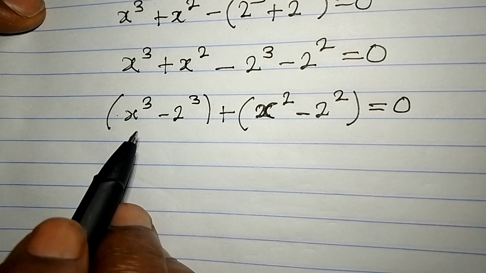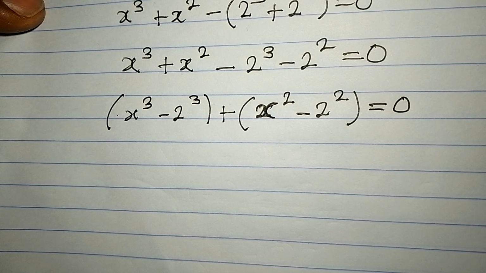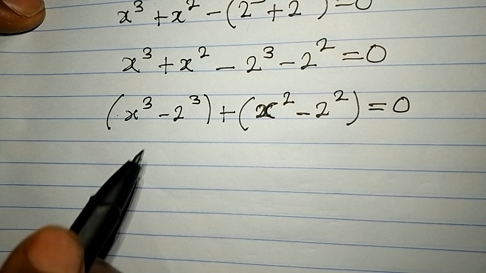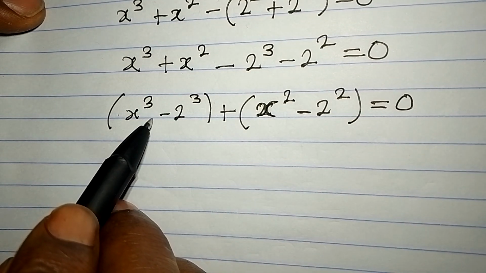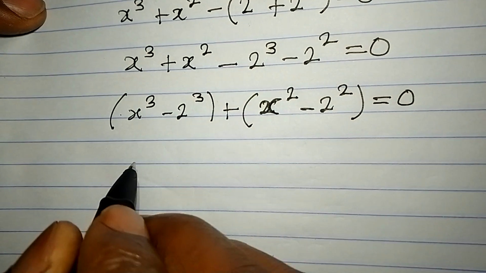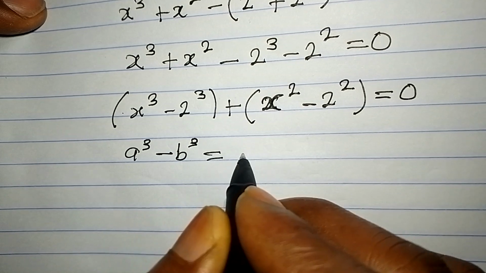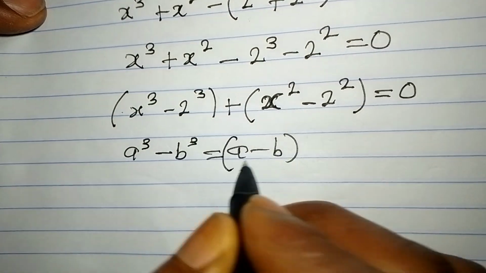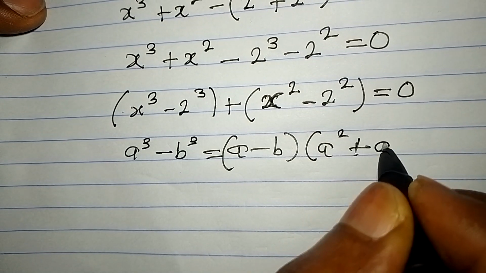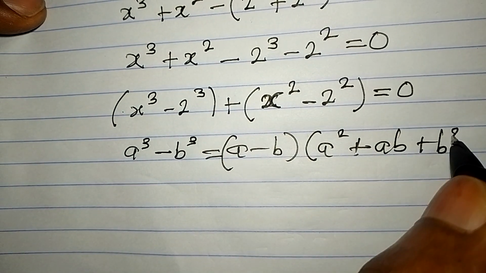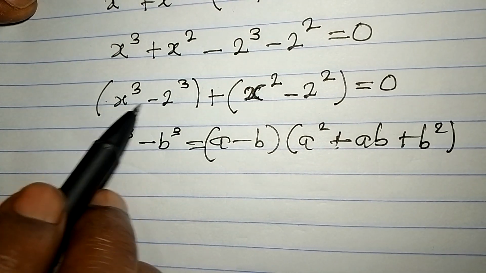And from here, I'm going to apply difference of cubes, or difference of 3 cube, as you would want to call it. This is difference of two squares, and this is difference of 2 cubes, right? Now, if you have a to the power of 3 minus b to the power of 3, this is equal to a minus b. Then in the second bracket, we have a squared plus ab plus b squared. This is for the cube. This is for the first bracket.